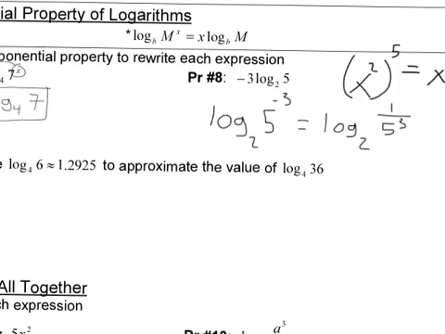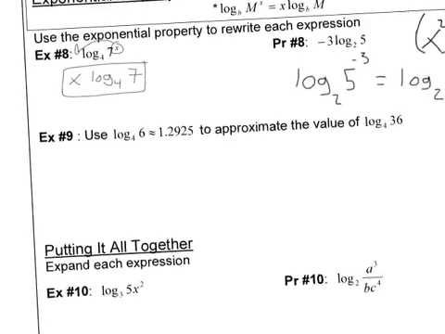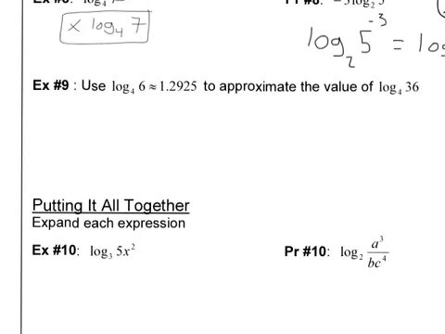Okay, so all you have to do is move the -3 up here as an exponent to the 5. And remember, negative exponents mean that it's on the bottom. So you could have written it like this as well. So that's all there really is to that. Okay, so let's try this next one. It says, use the fact that log base 4 of 6 is approximately 1.2925 to approximate the value of log base 4 of 36. Well, how could I write 36 with 6's in it? I see that as 6 squared.